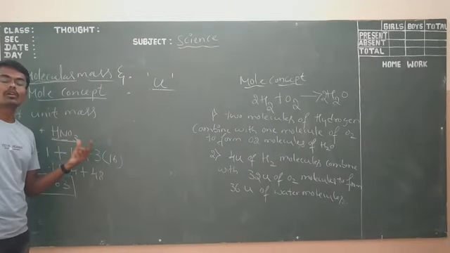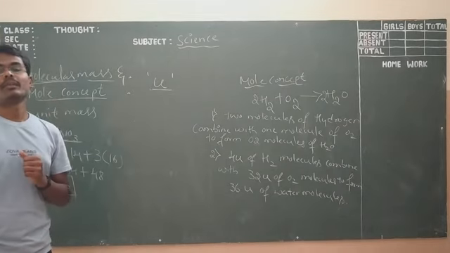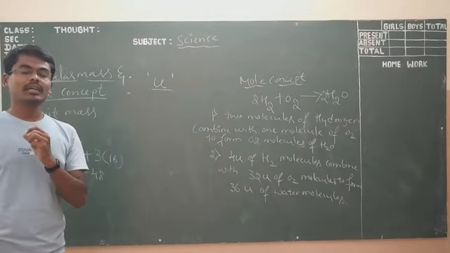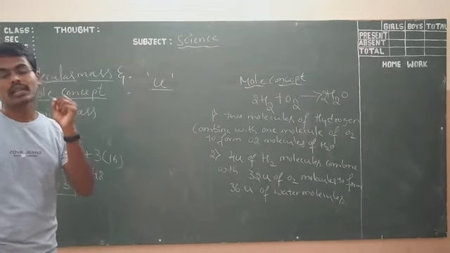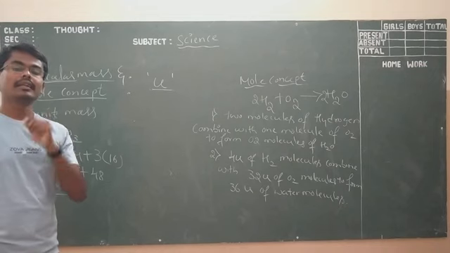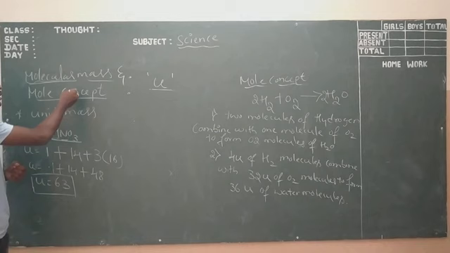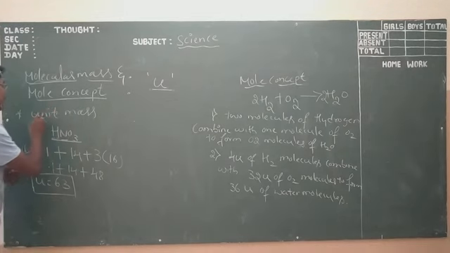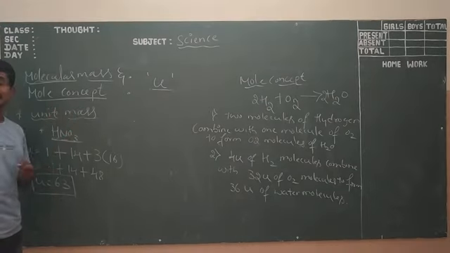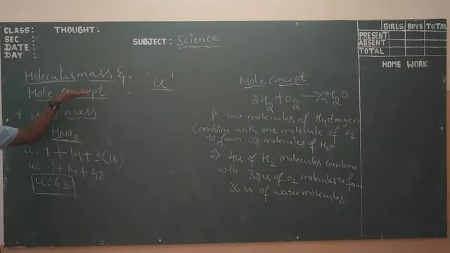Like that, you are going to calculate the molecular mass of all types of chemicals by considering the total number of atoms of that particular element. Then you will get the molecular mass. Along with that, I have written one more, formula unit mass. What is this unit mass? Again, this is very similar to the molecular mass.